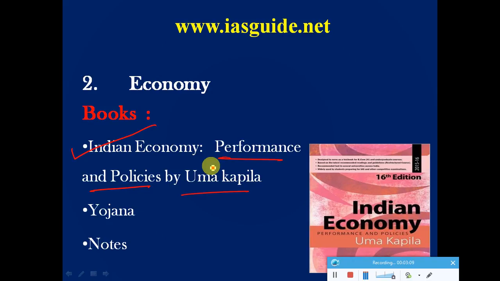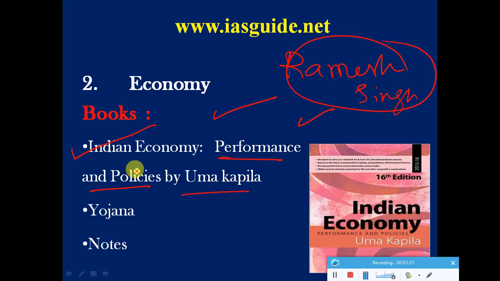They have covered agriculture extensively, and land reforms. All these things they have covered in Performance and Policies by Uma Kapila. A very nice and fantastic book. Apart from this book, if you want to go for any other book, you can go for Ramesh Singh. The Ramesh Singh book is also very nice, but I will give first preference to the Uma Kapila book. Only if you study the Uma Kapila book will you get in-depth knowledge of the concepts in Indian economy which have been mentioned in the syllabus.